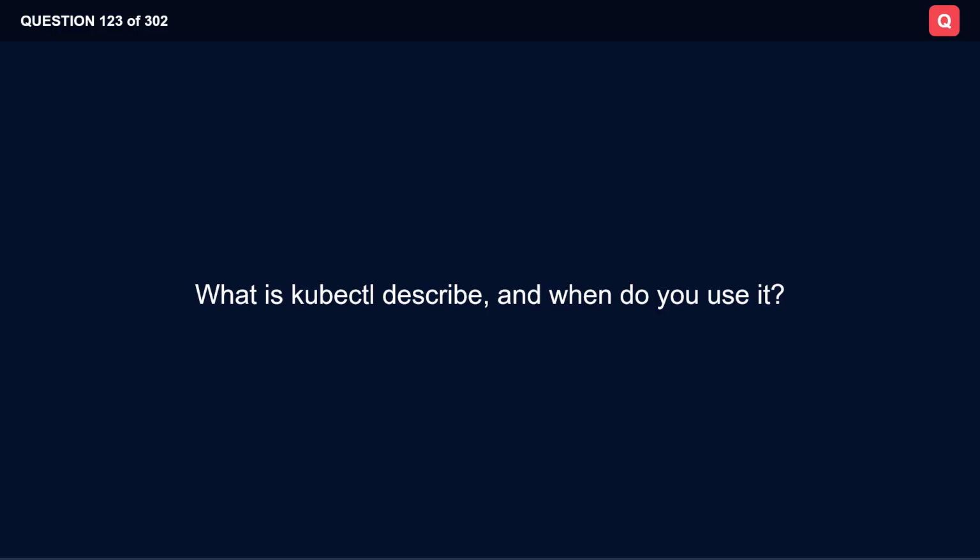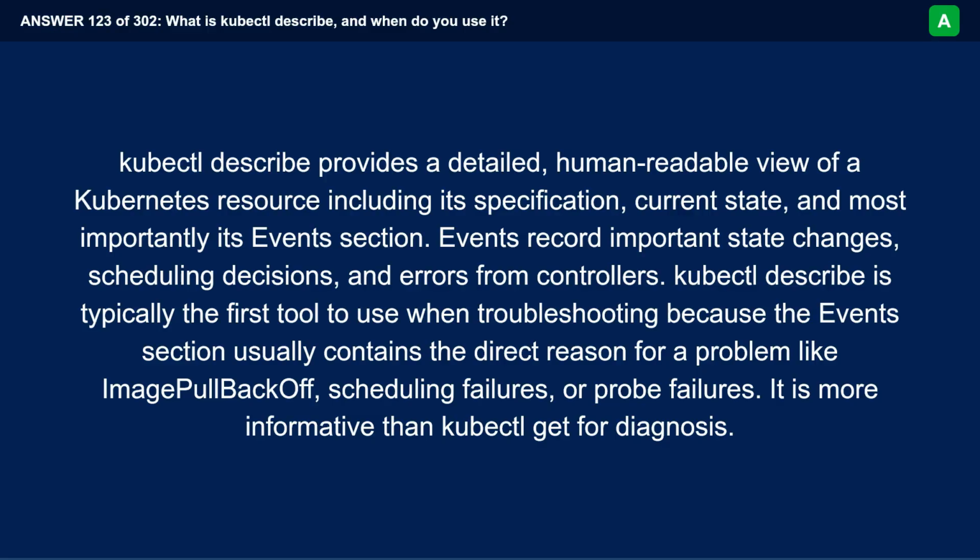What is kubectl describe, and when do you use it? kubectl describe provides a detailed, human-readable view of a Kubernetes resource, including its specification, current state, and most importantly, its events section. Events record important state changes, scheduling decisions, and errors from controllers. kubectl describe is typically the first tool to use when troubleshooting, because the events section usually contains the direct reason for a problem like ImagePullBackOff, scheduling failures, or probe failures. It is more informative than kubectl get for diagnosis.